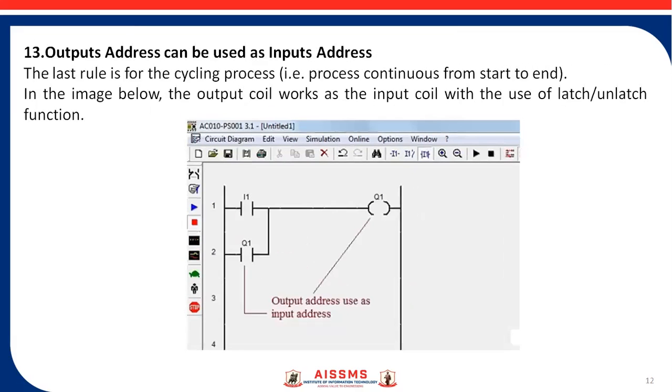And the last rule one has to follow while drawing ladder diagram programming is output address can be used as input address. The last rule is for cycling process, that is, process continuous from start to end. In the programming below, the output coil works as the input coil with the use of latch unlatch function. So output address is used as input address.